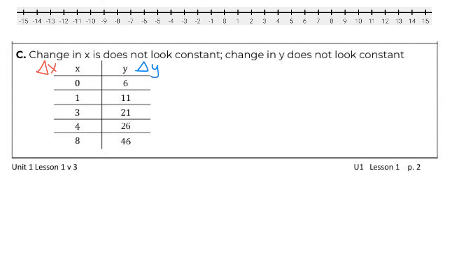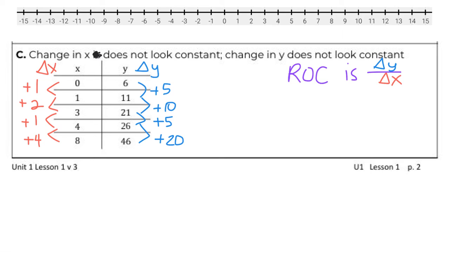In scenario C, in our third scenario, the change in x does not look constant. The change in y does not look constant. So just when you look at the table, they do not look constant. I'm going to cross off this right here as a little typo. Looking at our table here, we see that we have change in x are all different: 1, 2, 1, 4, and my change in y: 5, 10, 5, 20.